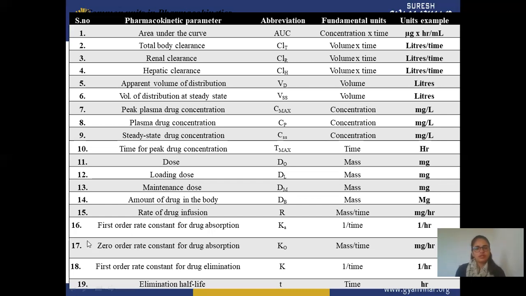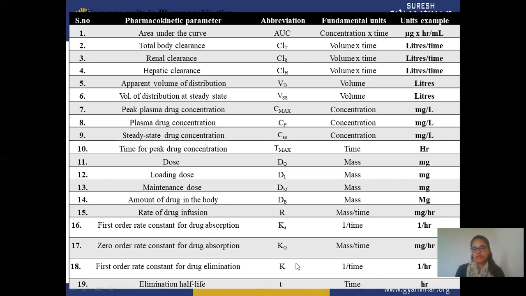And next, first order rate constant for drug absorption, Ka. The fundamental unit is 1 divided by time, and the example is 1 per hr. Next is zero order rate constant of drug absorption, that is K0, mass by time. The unit example is mg per hr. And next is first order rate constant for drug elimination, that is K. The fundamental unit is 1 by time, and the unit example is 1 per hr. And nineteen, the last one, is elimination half-life. The abbreviation is t1/2 and the fundamental unit is time.